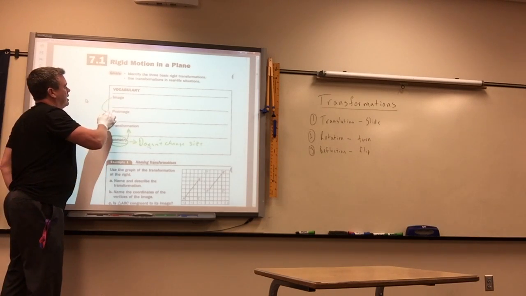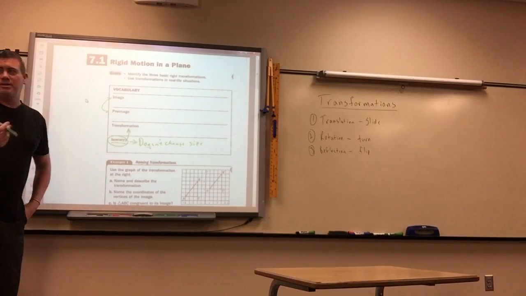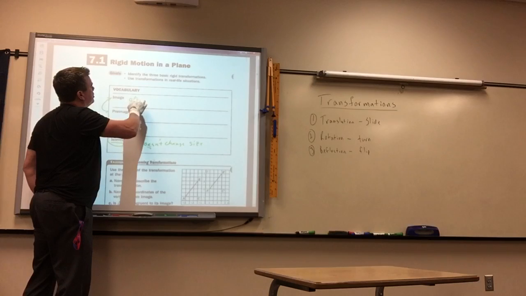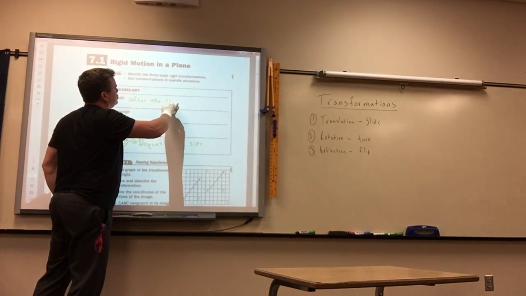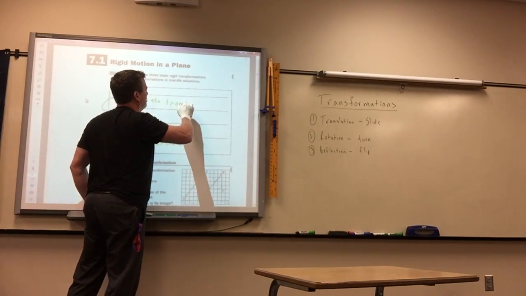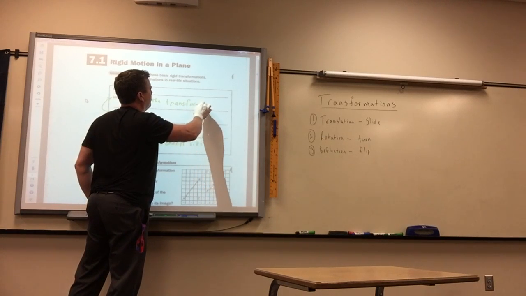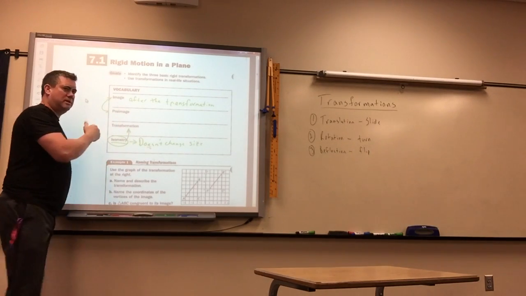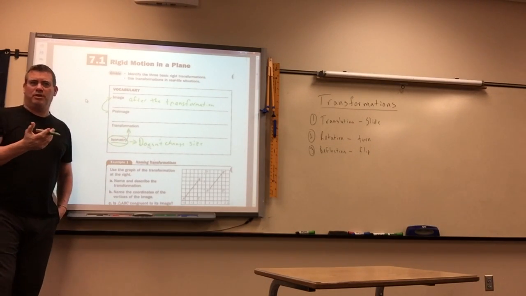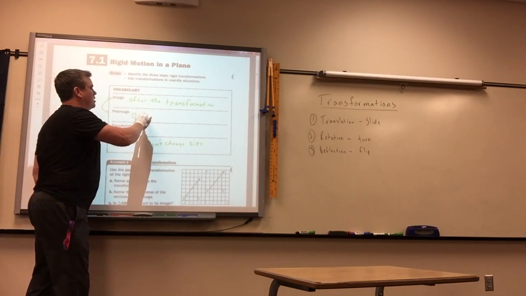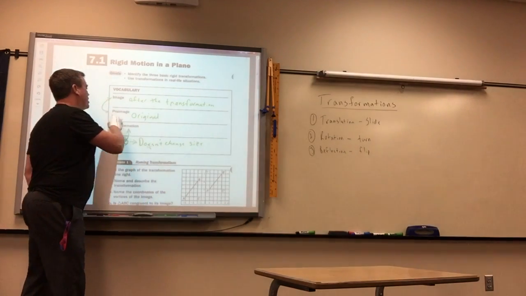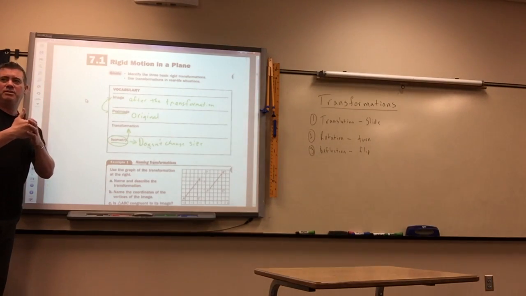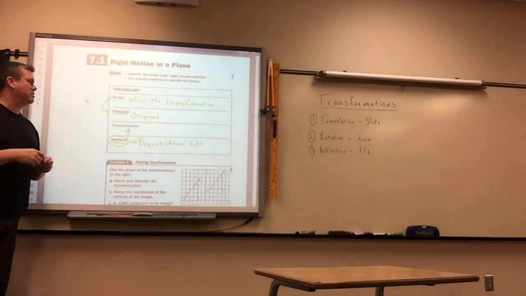Now these two, I think everyone knows what an image is. When you look in the mirror, you see your image, right? So the image is after the transformation. Now, I don't know why they use the word pre-image. Everyone knows what pre means, right? Before. I don't know why they don't just call it the original. But in the book, they call it the pre-image. So whenever you see a pre-image, that's the starting figure. The image is after it's been flipped or whatever. Okay?